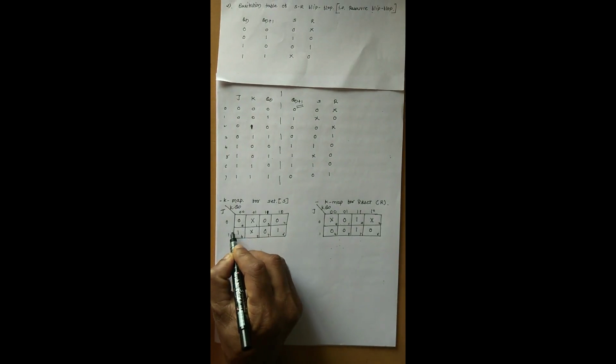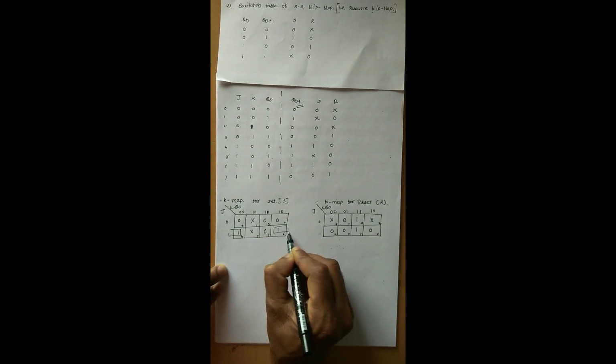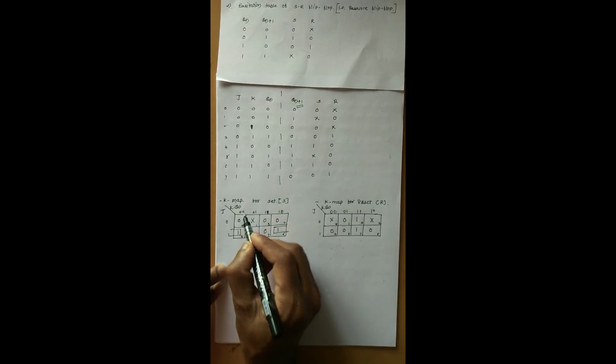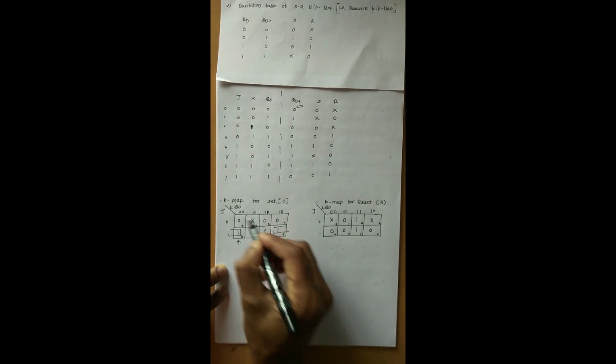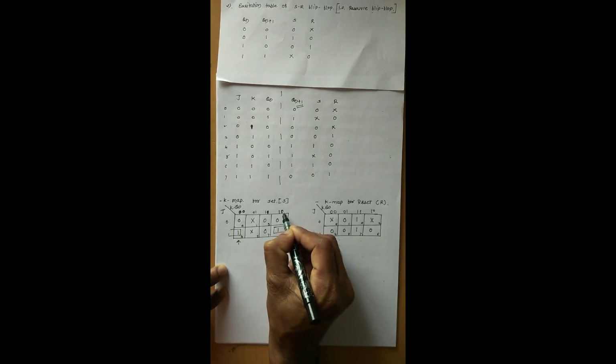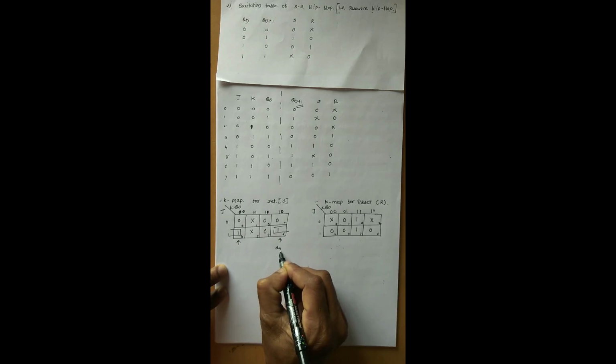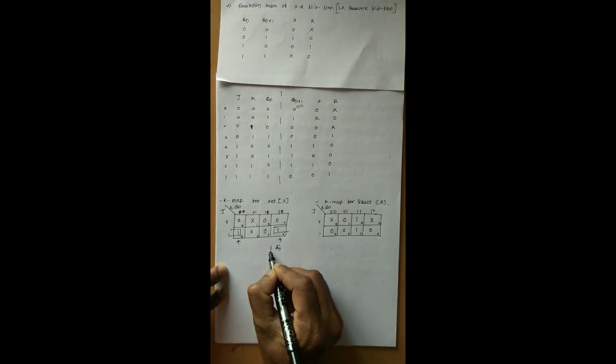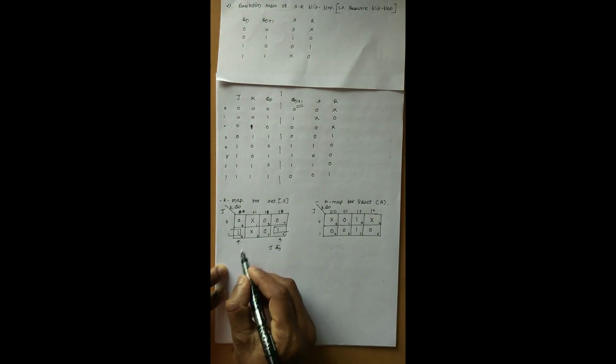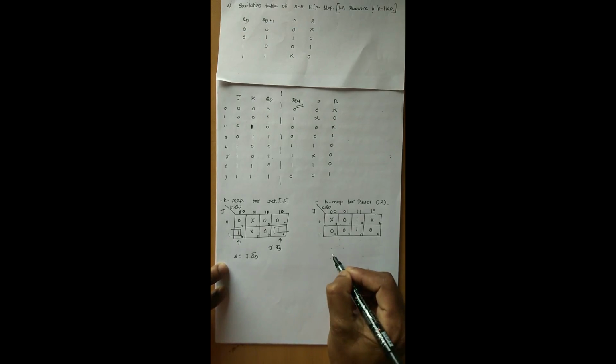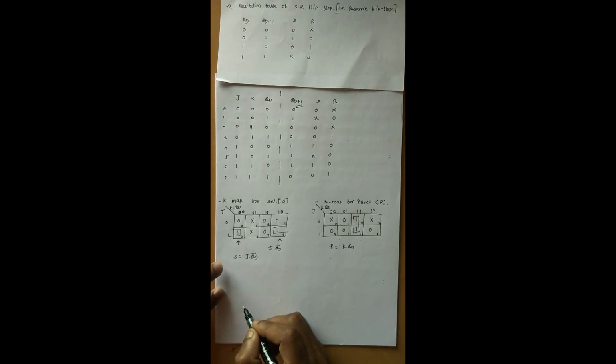So grouping can be available here. First grouping, which is corner grouping, from these two columns, this one and this one, what is the common value? 0 is common, so we can take Qn complement. From this entire row the J is the only common term, so set is equal to J into Qn bar. Then what about reset? We have to use this as a grouping element. So here both values are K into Qn, K into Qn.